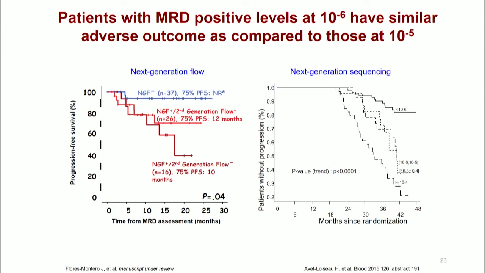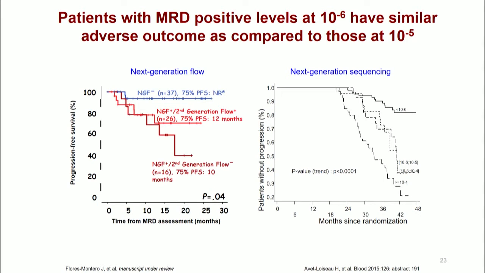And so if we look at next generation flow and next generation sequencing, on the left here, what we have is the outcome for patients with next generation flow with a sensitivity of 10 to the minus 6. And you can see this is a pretty flat line with very few early responses. In fact, the two patients early on were probably false negatives in this particular study. But what is interesting is that the MRD positive patients at the 10 to the minus 5 and 10 to the minus 6 levels, they have an equally poor outcome.